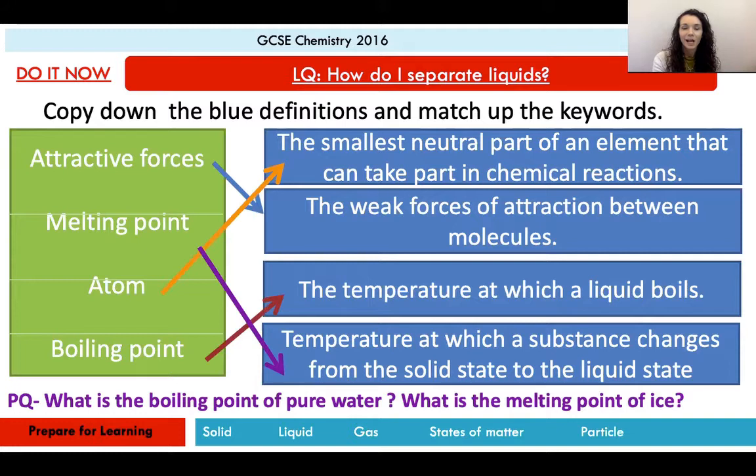Excellent, well done. So attractive forces are the weak forces of attraction between molecules. The melting point is the temperature at which a substance changes from a solid state to a liquid state, so the point at which it melts. An atom is the smallest neutral part of an element that can take part in chemical reactions. And the boiling point is the temperature at which a liquid boils, so the temperature at which it changes from a liquid to a gas. So if you need to correct any of your definitions, then just take a moment to do that now.